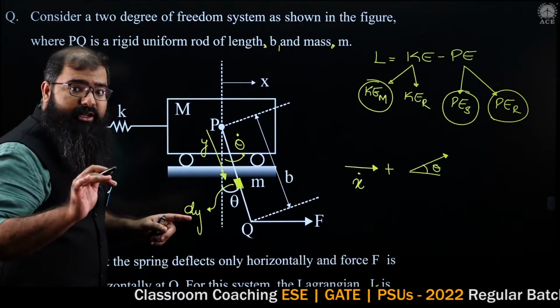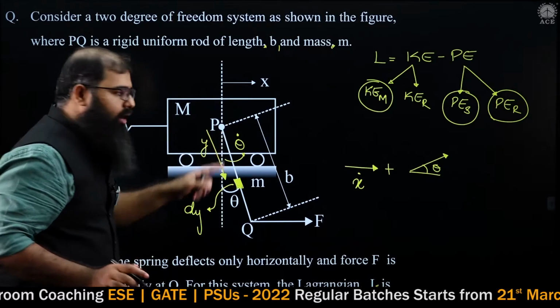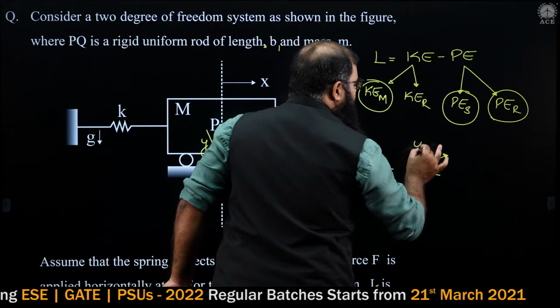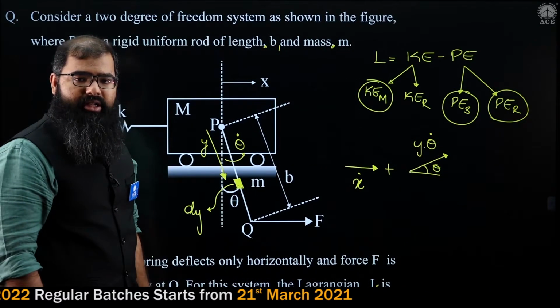How much is this velocity equal to? Now, this you have to find out. It is radius multiplied by angular velocity, which is equal to y multiplied by theta dot.